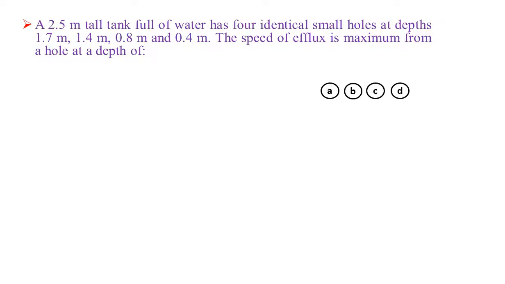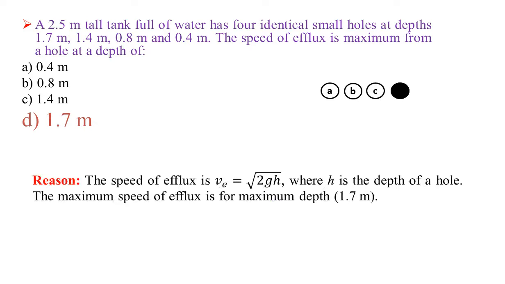A 2.5 meter tall tank full of water has 4 identical small holes at depths 1.7 meter, 1.4 meters, 0.8 meters, and 0.4 meter. The speed of efflux is maximum from a hole at a depth of: option A, 0.4 meter; option B, 0.8 meter; option C, 1.4 meter; option D, 1.7 meter. The key is 1.7 meter. Therefore, the correct option is D.